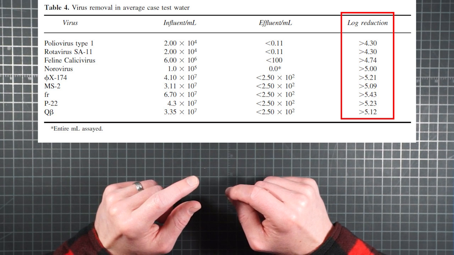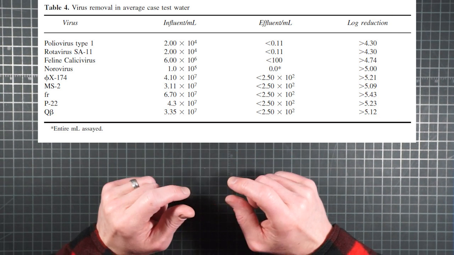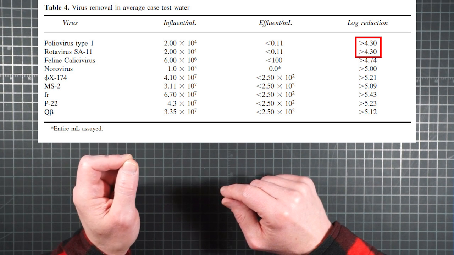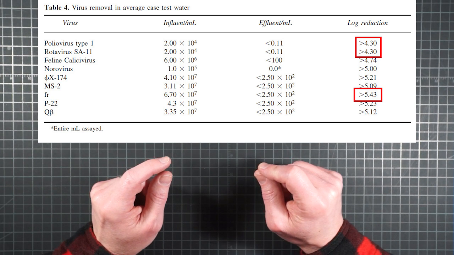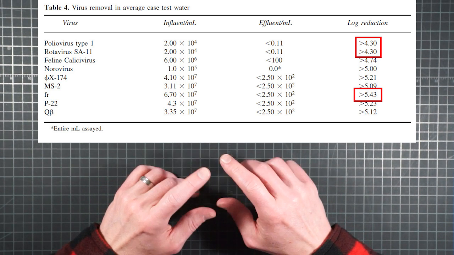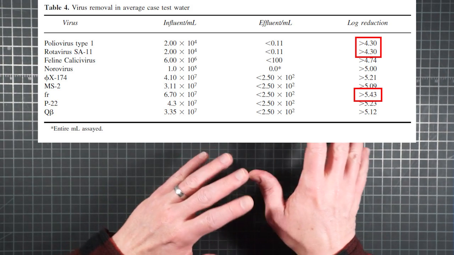In fact, for 2/3 of the viruses, log reduction was greater than 5, which is sort of interesting. From a low of 4.3 logs to the high of 5.43, that's greater than a 1 log difference. In other words, depending on the virus type, your filter might remove more than 10 times the amount of one than it does of the other.